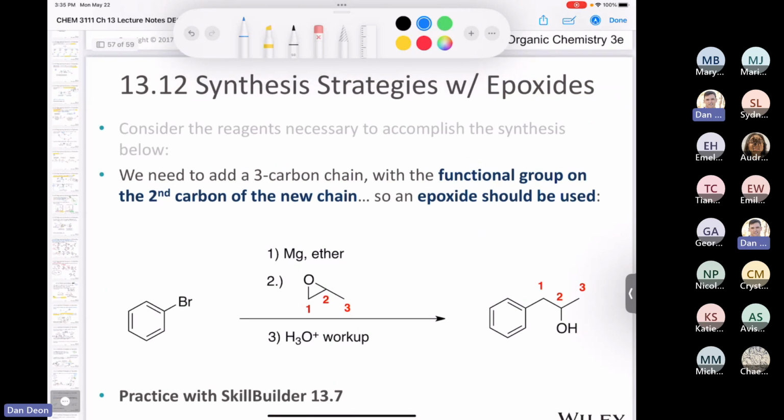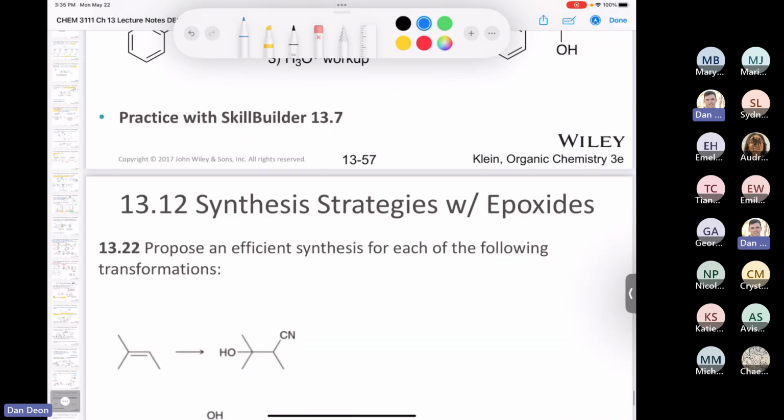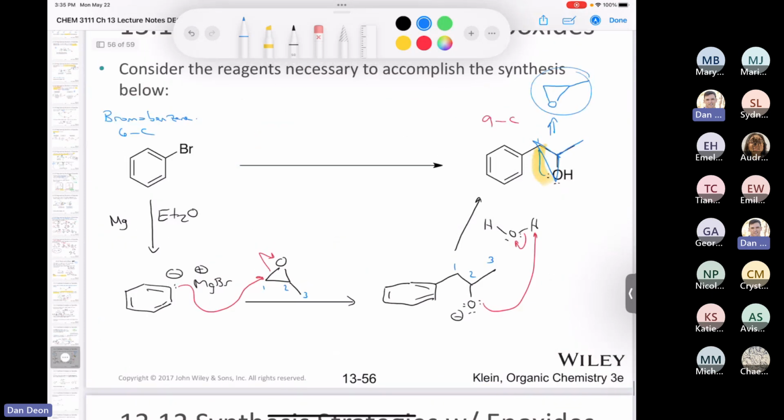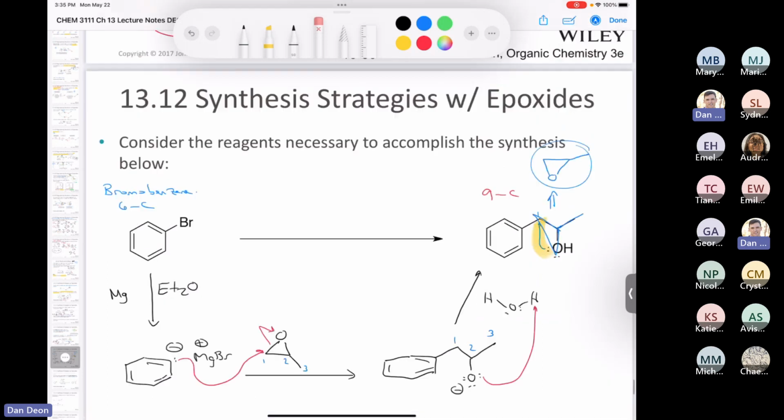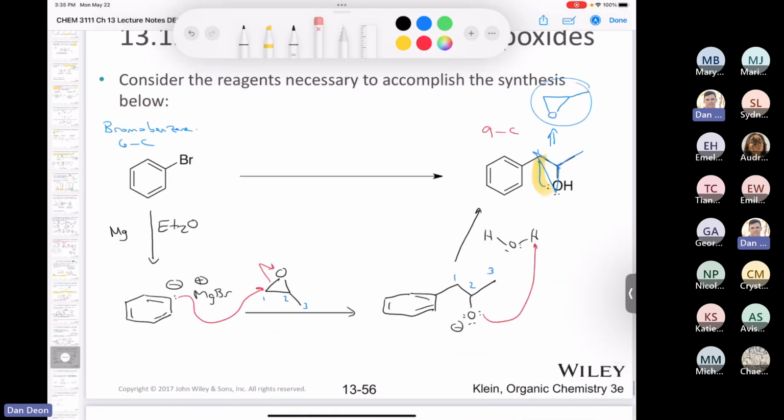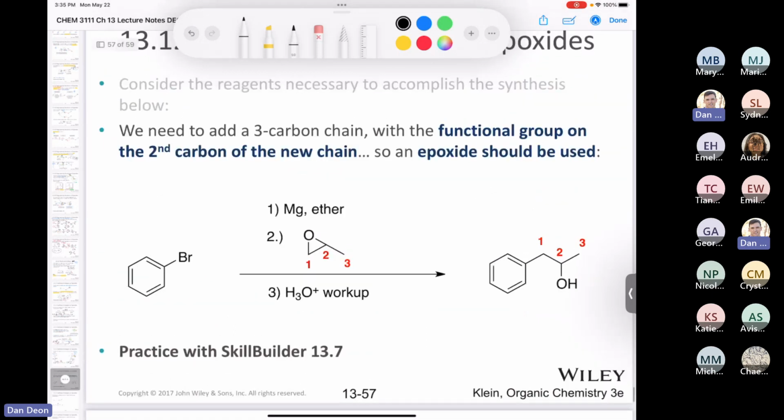And so there's our whole synthesis laid out for us. You can see that I put water in the last step. Again, you could do water or you could do hydronium. I think the hydronium is more correct with a Grignard. So maybe I'll just replace that like this. There we go. All right. So there's the whole synthesis laid out for you.